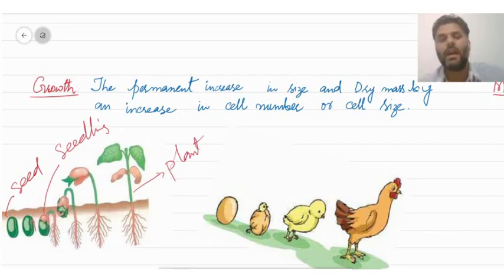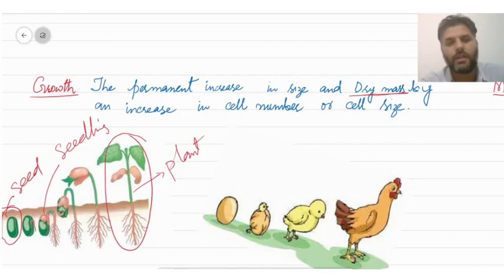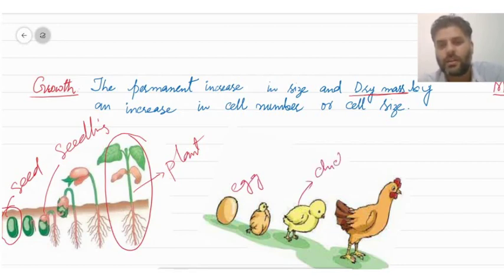When the cell number is increasing, the cell also gains weight and increases in size. Here is a word called dry mass. Dry mass is the mass of the cell or the mass of the plant without water. So it is an irreversible change. Here it's a very small thing and here it becomes a big thing. That is called growth. Likewise, in the case of birds, you can see it is an egg. The egg changes into a chick, and then this chick changes into a hen.